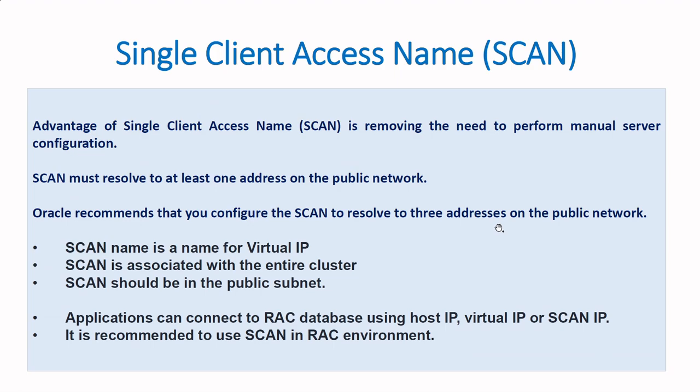What is SCAN? SCAN is also another virtual IP, and it should have at least one address. Oracle recommends that you configure 3 for HA. You don't need more than 3. Even if you have 100 nodes in the cluster, you don't need more than 3. A maximum of 3 is more than enough. It has been tested by Oracle that 3 will suffice.